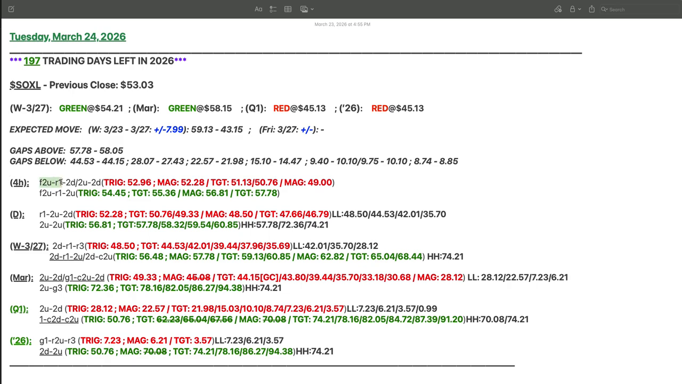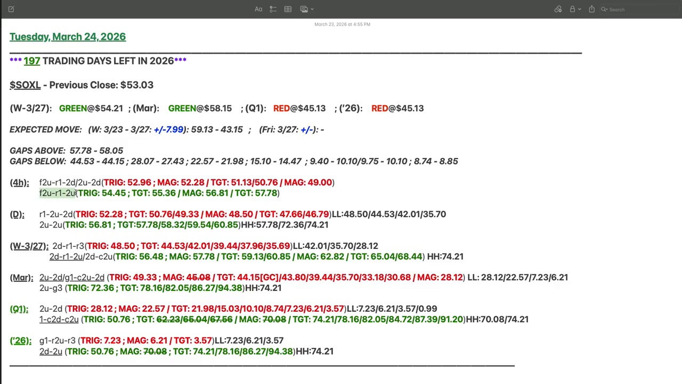We talked about on the downside for the 4 hour, if we do get that failed 2 up, 1-2 down, it triggers at 52.96 and has a magnitude of 52.28, so not a lot of magnitude there, but that does then kick off the larger 2 up, 2 down, which has a magnitude all the way down at 49 flat. Now, because we know price can be choppy, we may not get all the way down to 49 flat. Look at 51.13 and 50.76 as possible levels to either bounce or go sideways, right?